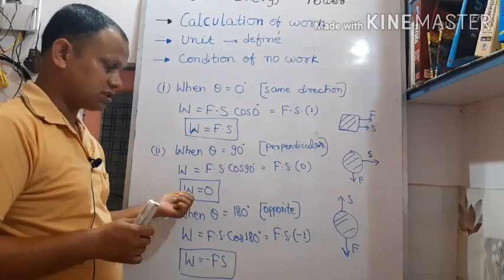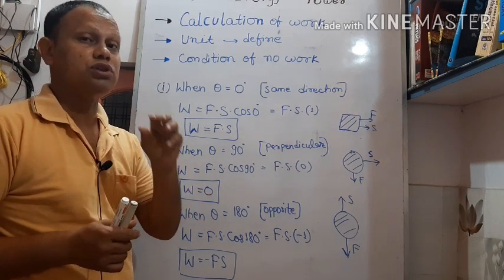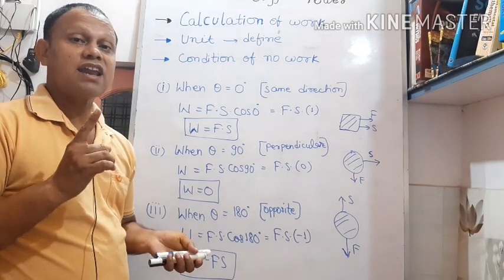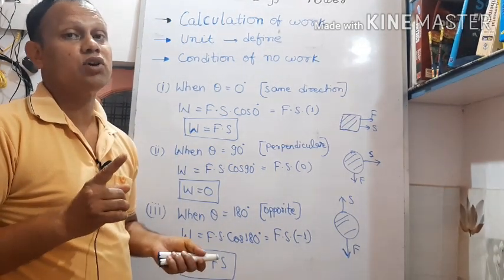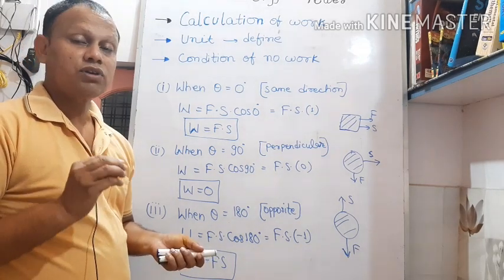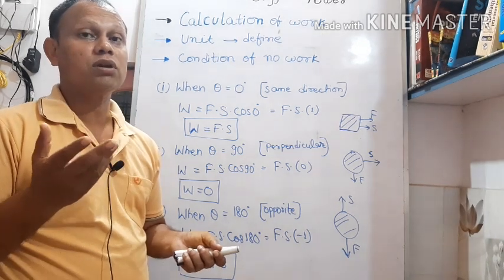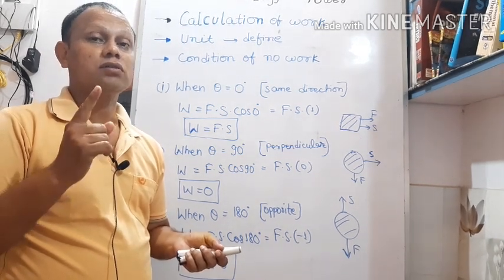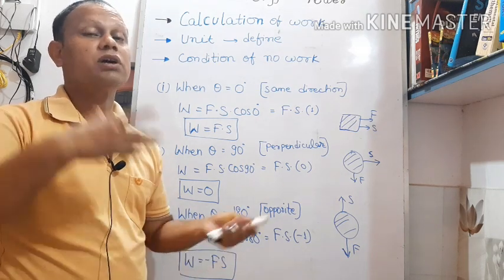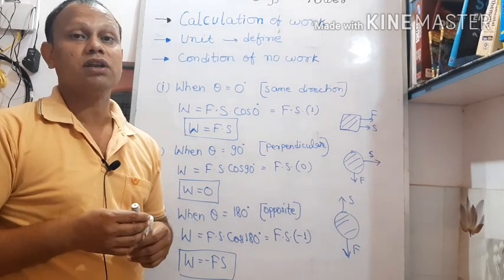So it is a very amazing thing to understand. Here the work done by the force will be considered to be 0. It means force can never displace any object at 90 degree to it. So whenever you see that a force is being applied and the object is moving perpendicular to it, that means that displacement is not caused by that force. Some other force may be there, but that force is not responsible for any work done.